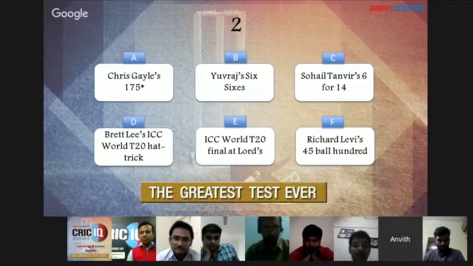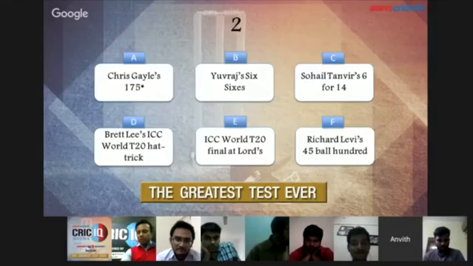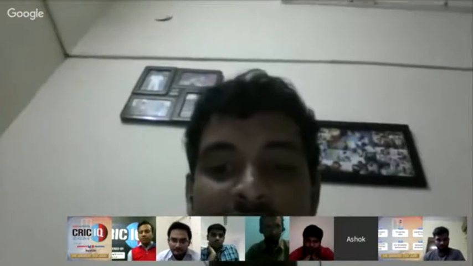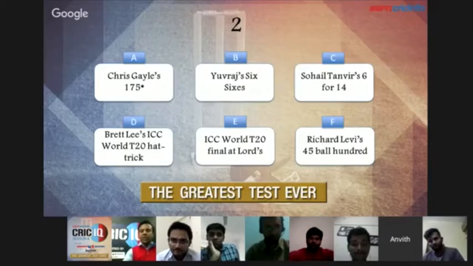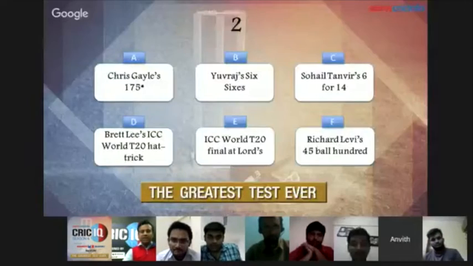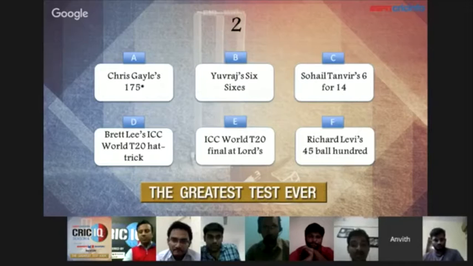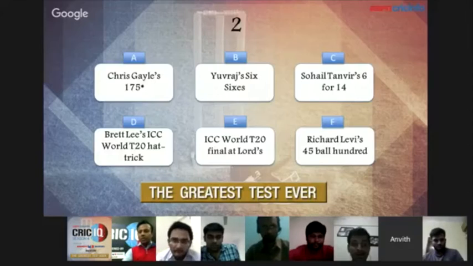Okay. Yuvraj Singh's 6 sixes. Okay, that's the first one for you. Tell me the next one. Sohail Tanvir 6 for 14. And Brett Lee's ICC World T20 hat-trick. ICC World T20 final at Lord's. Richard Levy's 45 ball 100. And Chris Gayle's 175. So Ashok, your sequence was B, C, D, E, F, A.